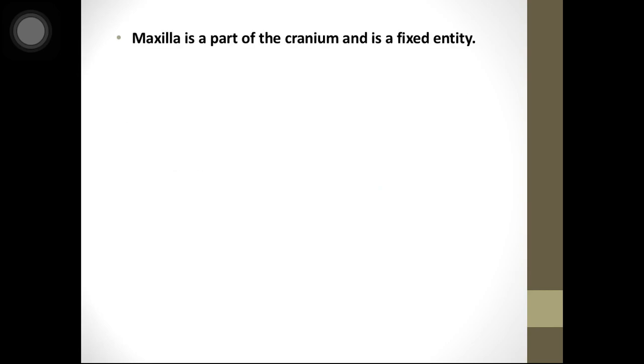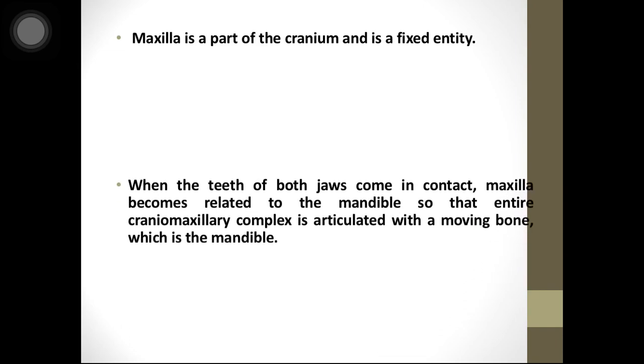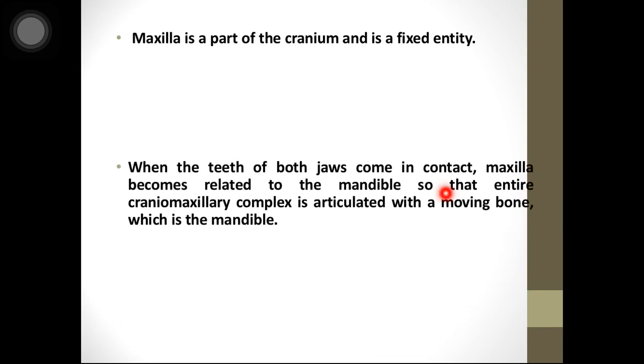So maxilla is a part of the cranium, and it is a fixed entity, and when the teeth of both jaws come in contact, maxilla becomes related to the mandible, so that entire craniomaxillary complex is articulated with a moving bone, which is the mandible. And the whole purpose of transferring this to the articulator is mimicking all these mandibular movements and arranging the teeth in dentures in those regions in which the mandibular movements will augment the support, stability and retention of the denture.